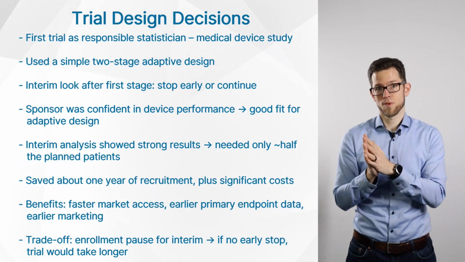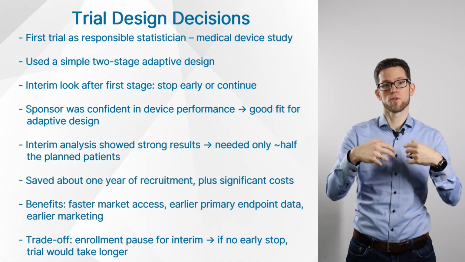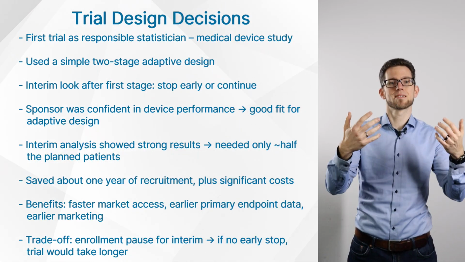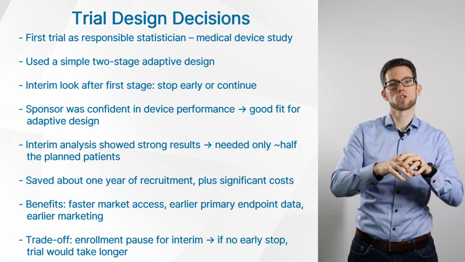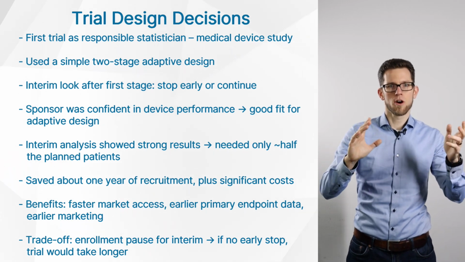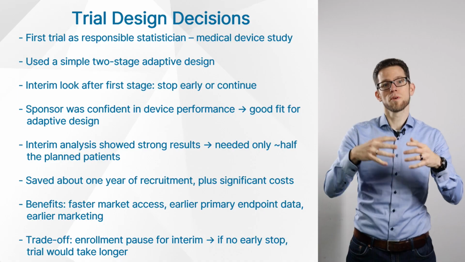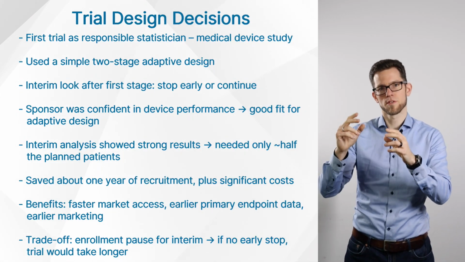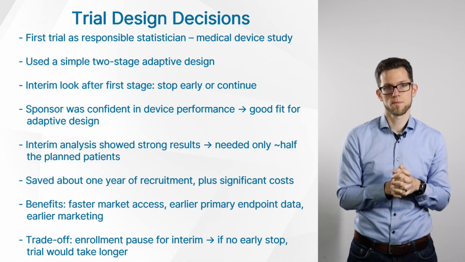It did not come without risks, because we needed to stop the enrollment for the interim analysis for ethical reasons, which meant that had we not succeeded in stopping the trial earlier, the trial overall would have taken longer. So it's a trade-off where you really need to be sure that you can leverage it, or you need to be fine with losing potentially a bit of time and at the end of the day adding a few patients in case you do not meet the criteria at the interim analysis.